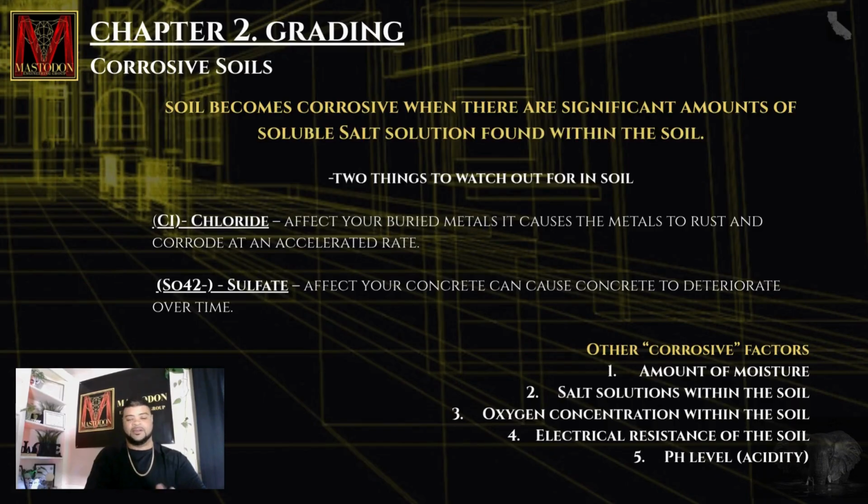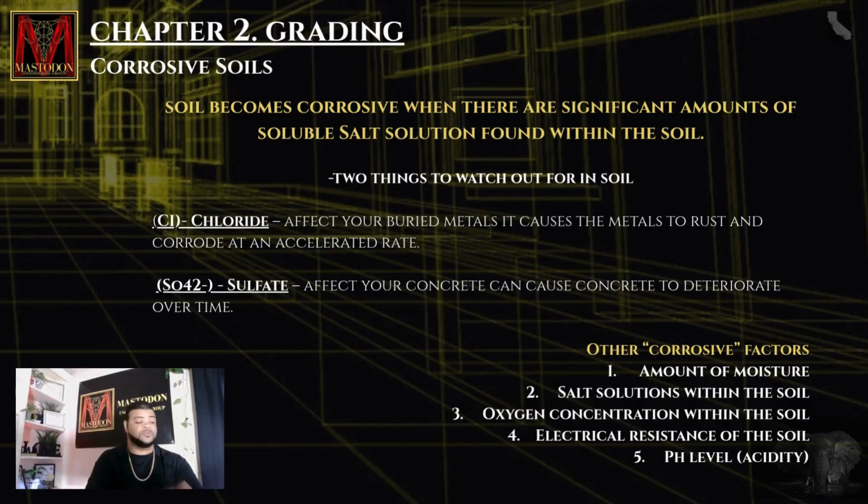All right, chapter 2, corrosive soils. We have to put our foundation in soil. We have to put our utilities in soil. So, what is corrosive soil? Soil becomes corrosive when there are significant amounts of soluble salt solutions found within the soil. Two things to watch out for in soil: Cl, which is chloride. This affects buried metals. It causes the metal to rust and corrode at an accelerated rate.